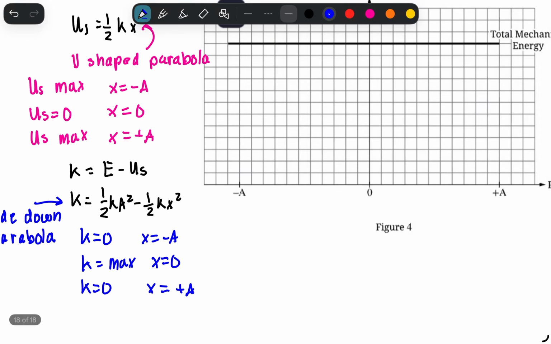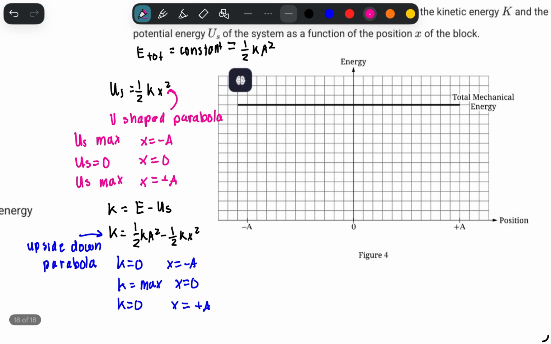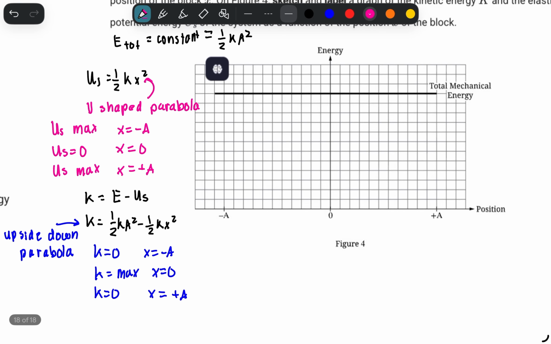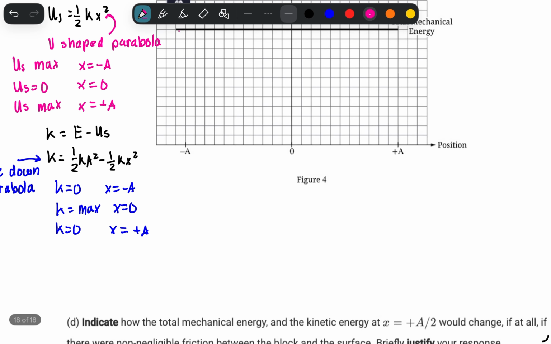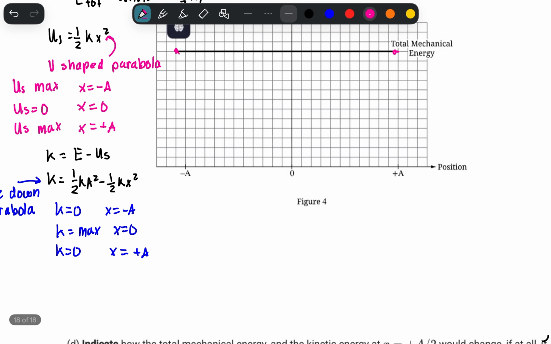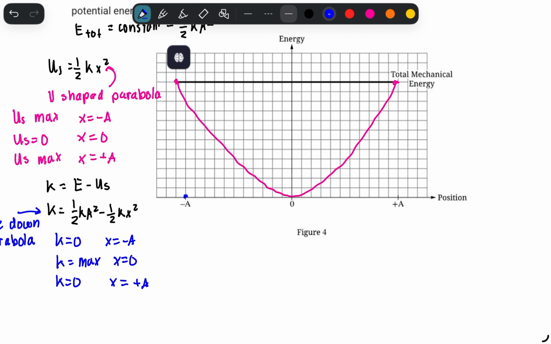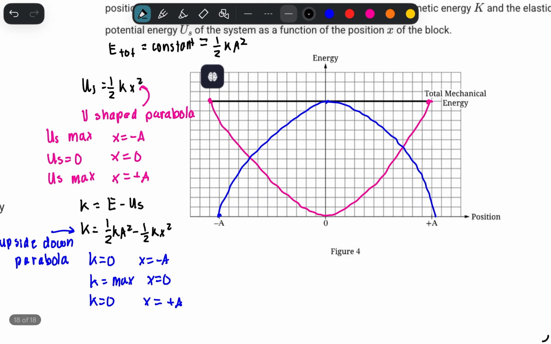So then, for our graphs, when we're drawing our US, this is going to be a U-shaped curve touching 0 when we are at x is equal to 0. And we are going to reach our total energy line when we're at x is equal to negative a and positive a. Now, k is going to be an upside down curve where we're going to reach our total energy at x is equal to 0. So what we can see is that they are going to be swapping with each other. This is how our mechanical energy is being traded.